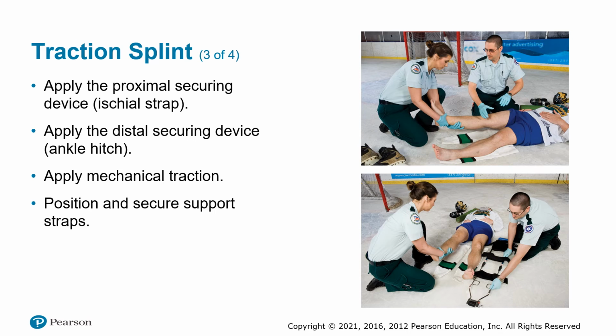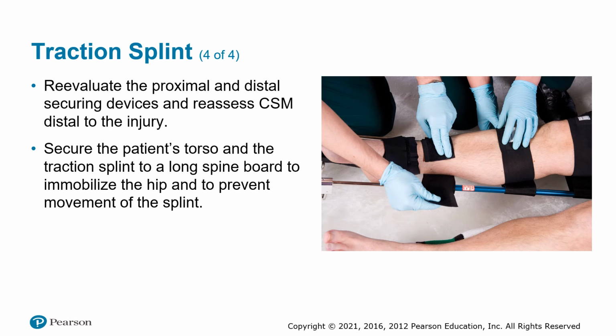You're going to apply the proximal securing device, the ischial strap, and then apply the distal securing device, which is the ankle hitch. I'm actually going to show you how to place the ankle hitch first, and then apply everything else, and I'll show you why when you guys come for skills. Reevaluate the proximal and distal securing devices and reassess PMS. Secure the patient's torso and the traction splint to a long backboard to immobilize the hip and prevent it from movement.